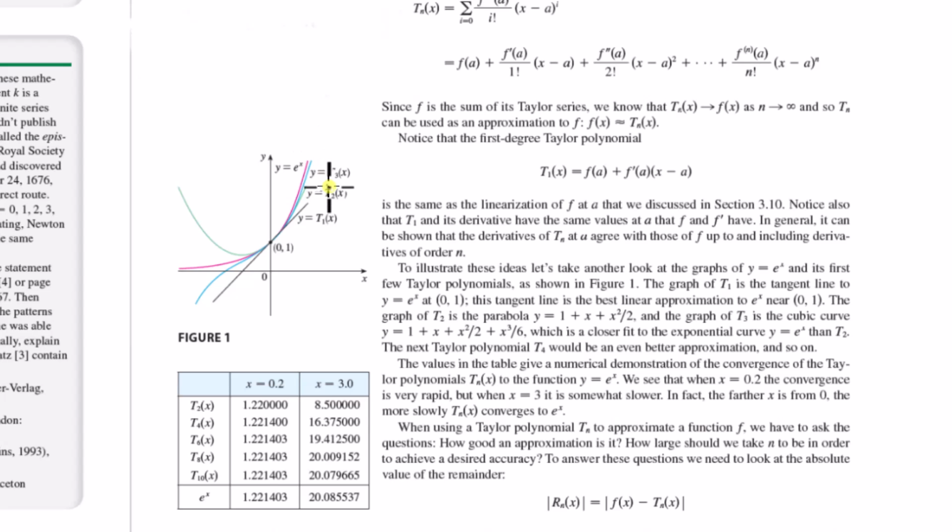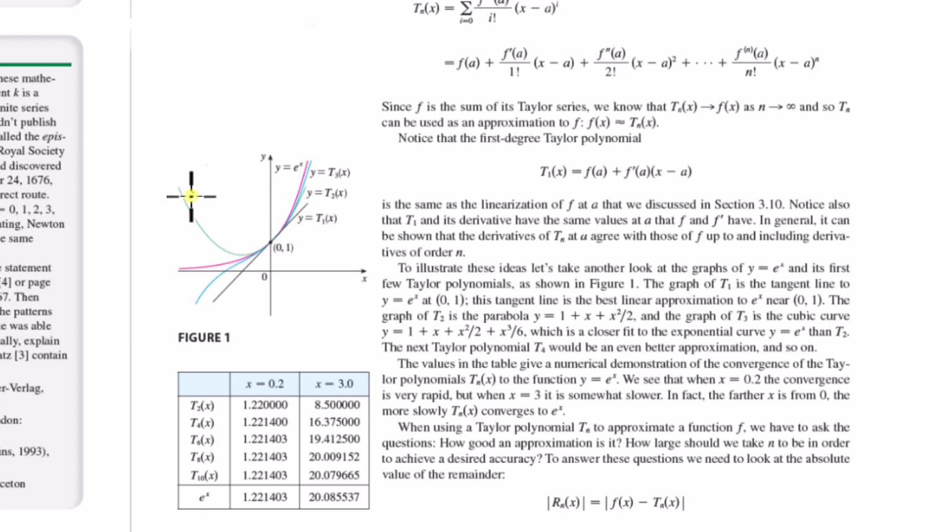They illustrate this with t sub 2. If you go to t sub 2, what happens? The function evaluated at the center point is equal to the Taylor polynomial at the center point. The first derivative of the function evaluated at the center point is equal to the first derivative of t sub 2 at the center point. And the second derivative of the function at the center point equals the second derivative of t sub 2 at the center point. But for any higher derivatives, there's no match.